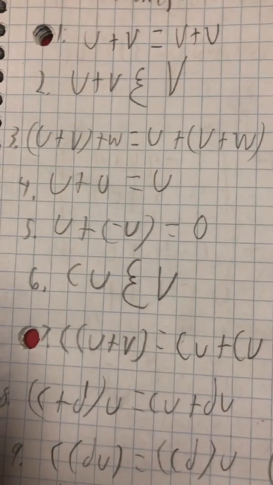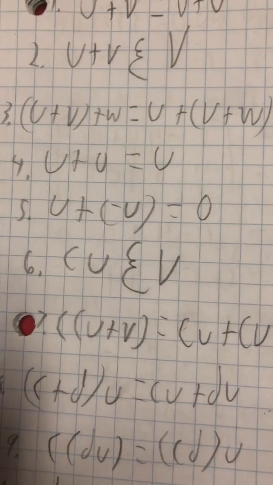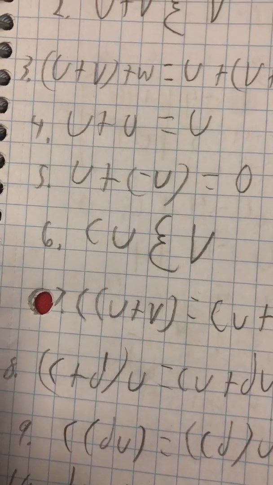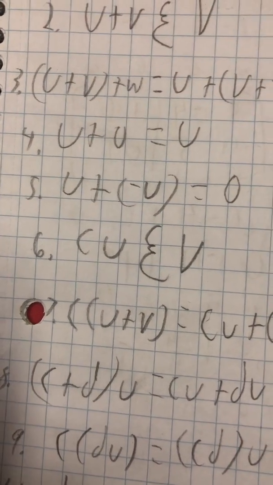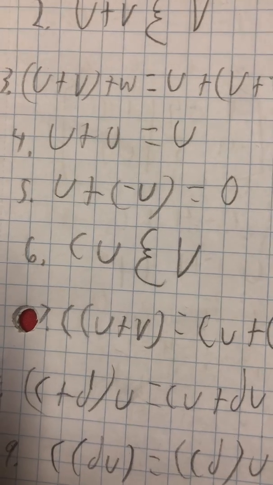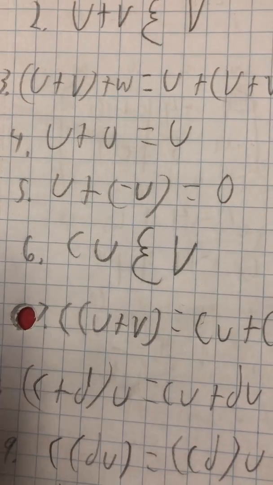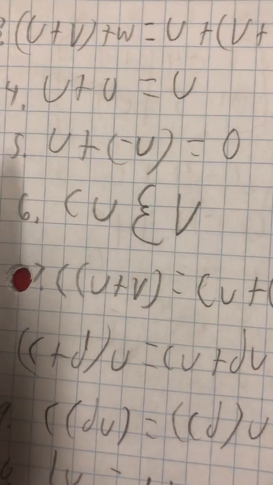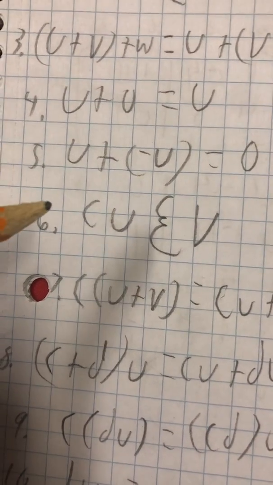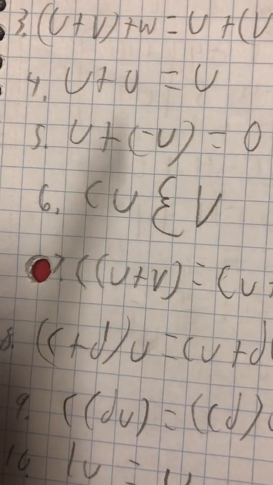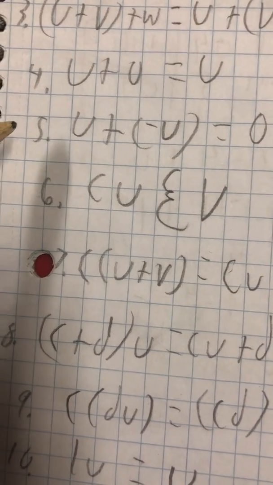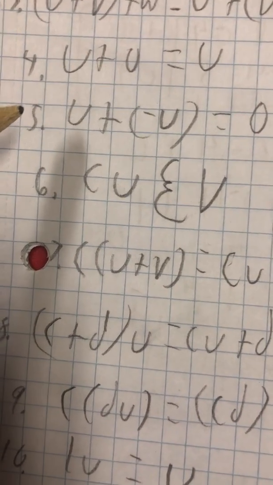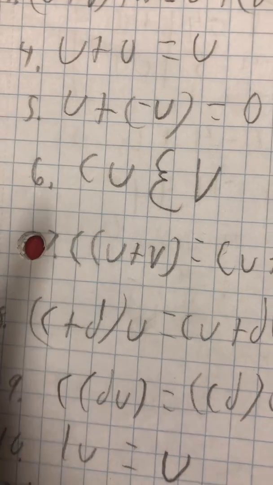(u plus v) plus w equals u plus (v plus w). u plus 0 equals u, so there's some zero vector that you can add to any vector within the vector space, and it will give you back the vector that you added. u plus negative u equals 0, so for any given vector within the vector space, there is some other vector also within the vector space that you can add to it to get the zero vector.